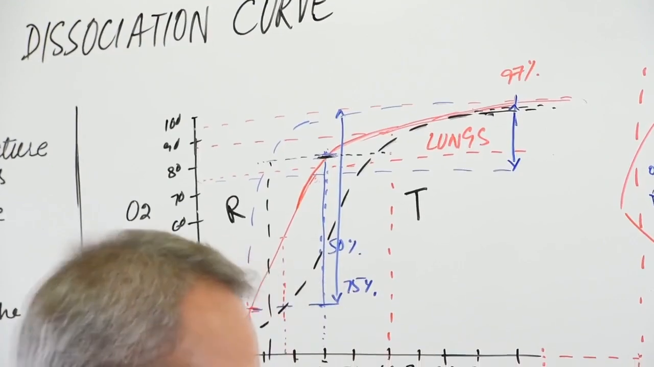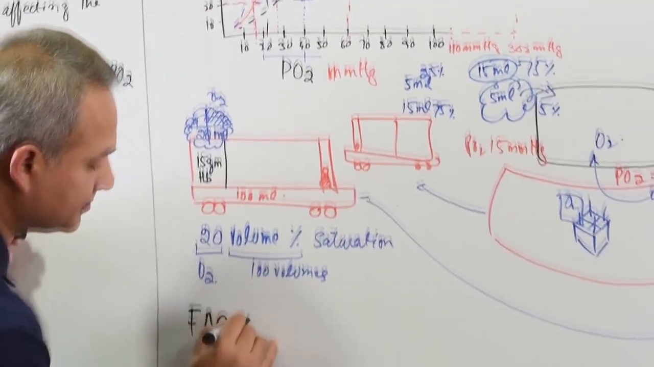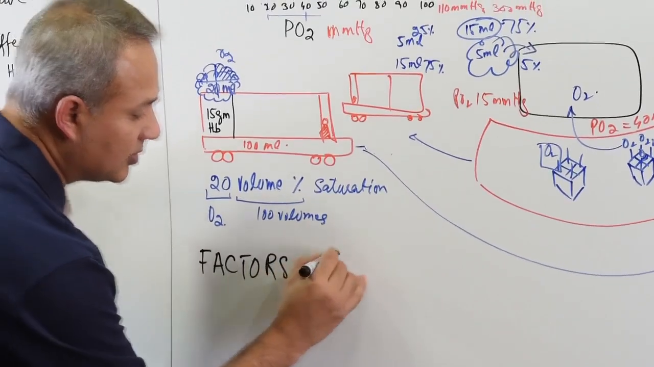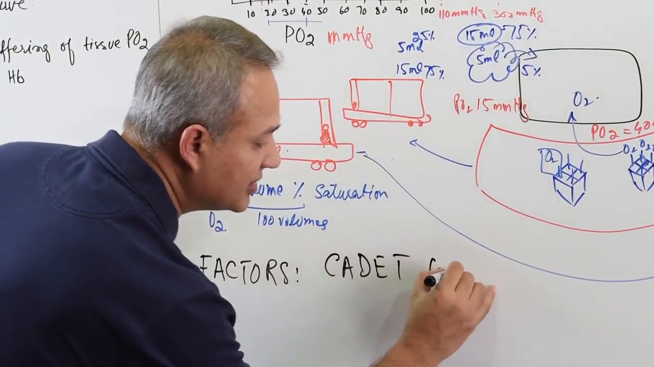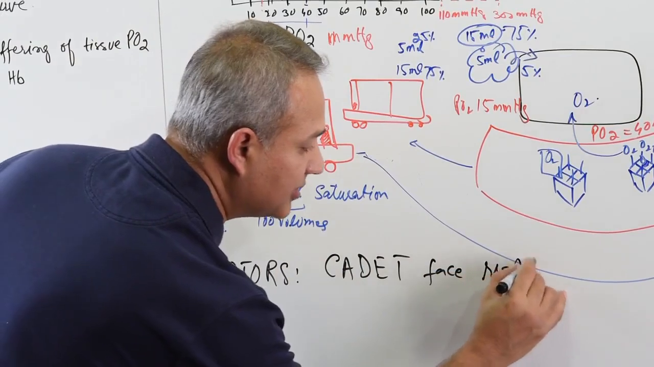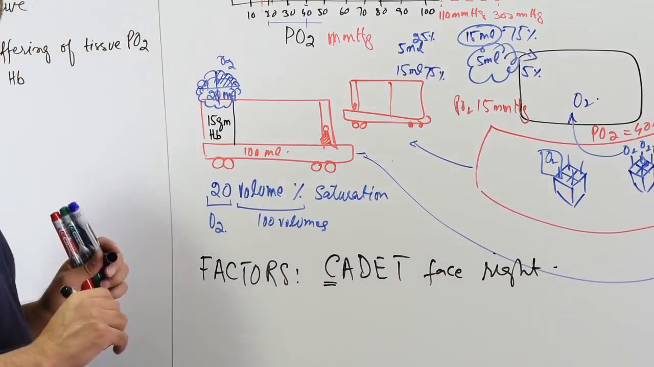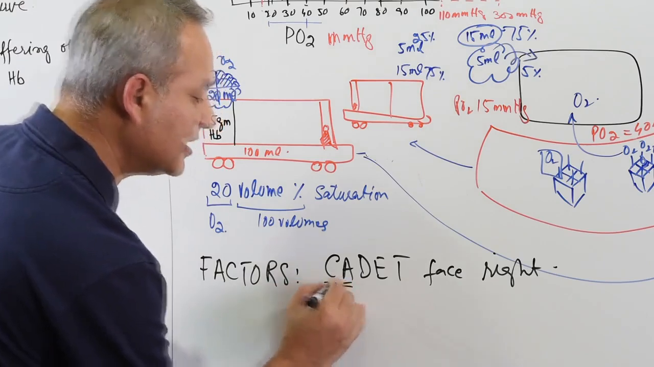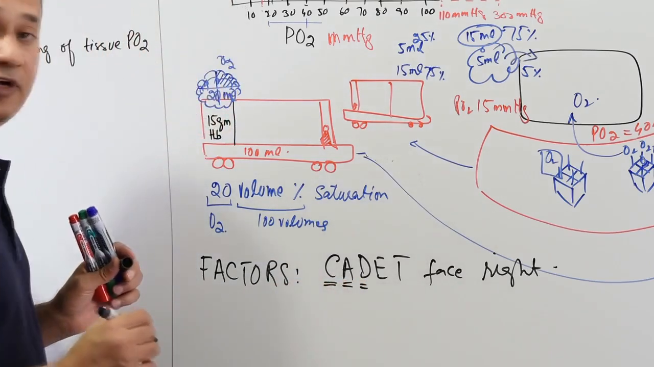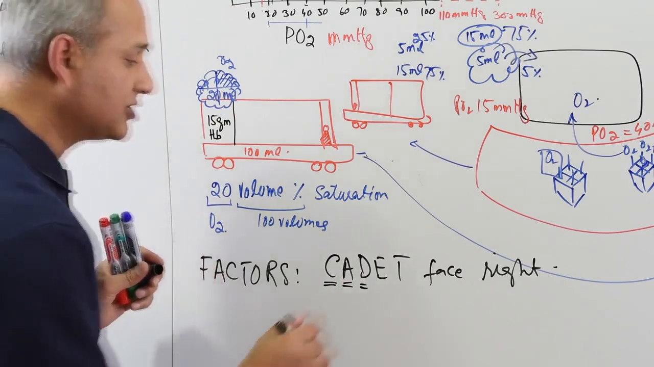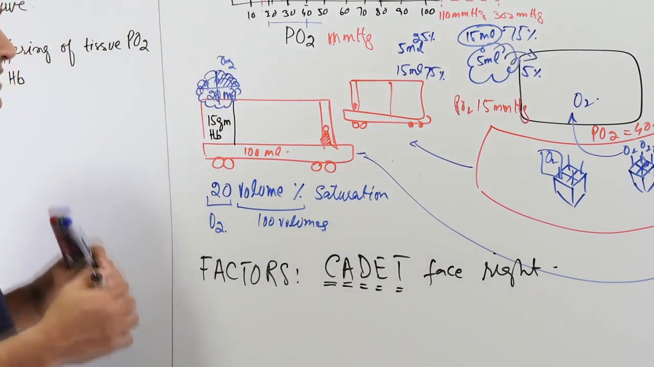Now here is a mnemonic. The mnemonic is CADET, so we are doing factors. CADET face right. What does that mean? So C for carbon dioxide, A for acidity or pH changes, D for 2,3-diphosphoglycerate or bisphosphoglycerate, E for exercise, and T for temperature. So let's see what they do.